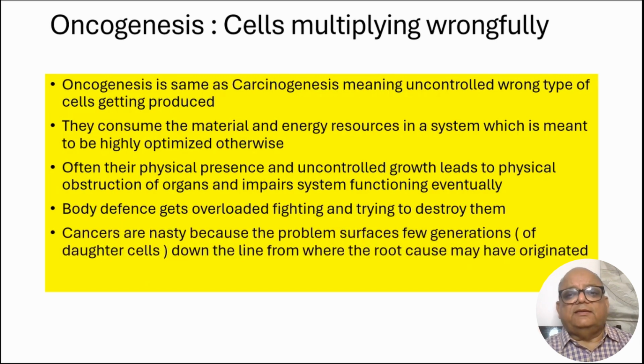Cancers are nasty for the simple reason that the problem surfaces a few generations down the line from where the root cause begins. So genetically, the root cause may have begun two or three generations of cells earlier. The precursor cell is somewhere way up in the ladder, and after two or three daughter cell generations, the problem starts surfacing that there is something wrong.